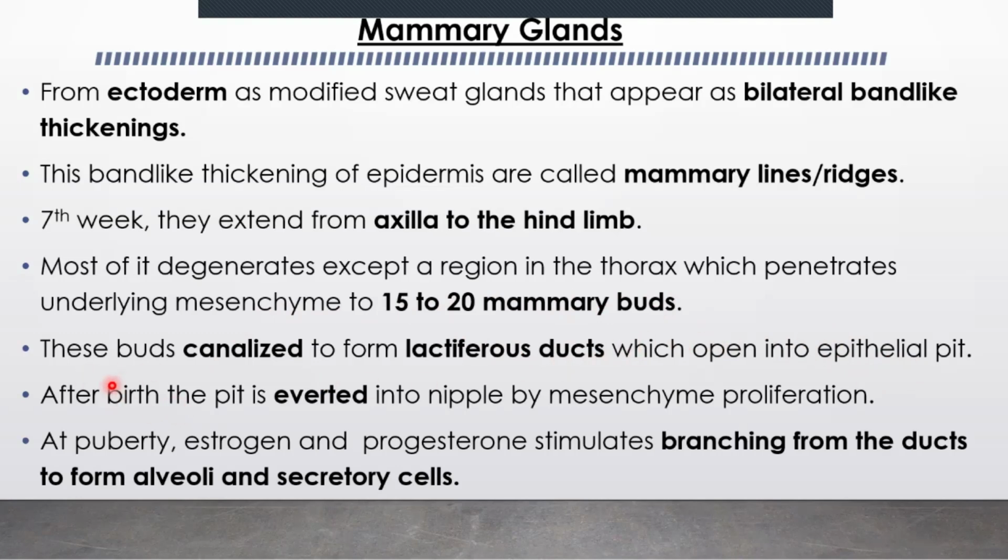Then, after that, the pits become everted into the nipple by mesenchymal proliferation. So remember, these mammary buds, these lactiferous ducts, are below, they penetrate into the mesenchyme. Then when the mesenchyme proliferates, the nipple becomes everted. And now at puberty, under the influence of hormones such as estrogen and progesterone, you'll have stimulation of these lactiferous ducts to form alveoli in the secretory cells.